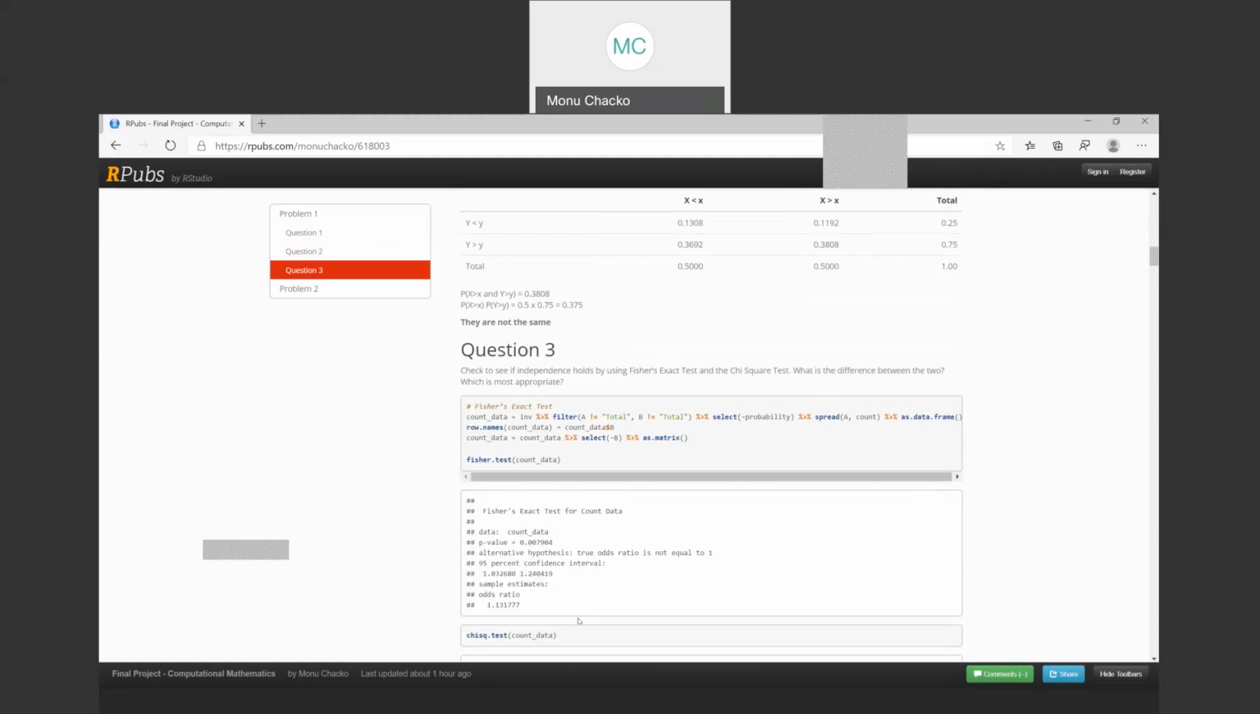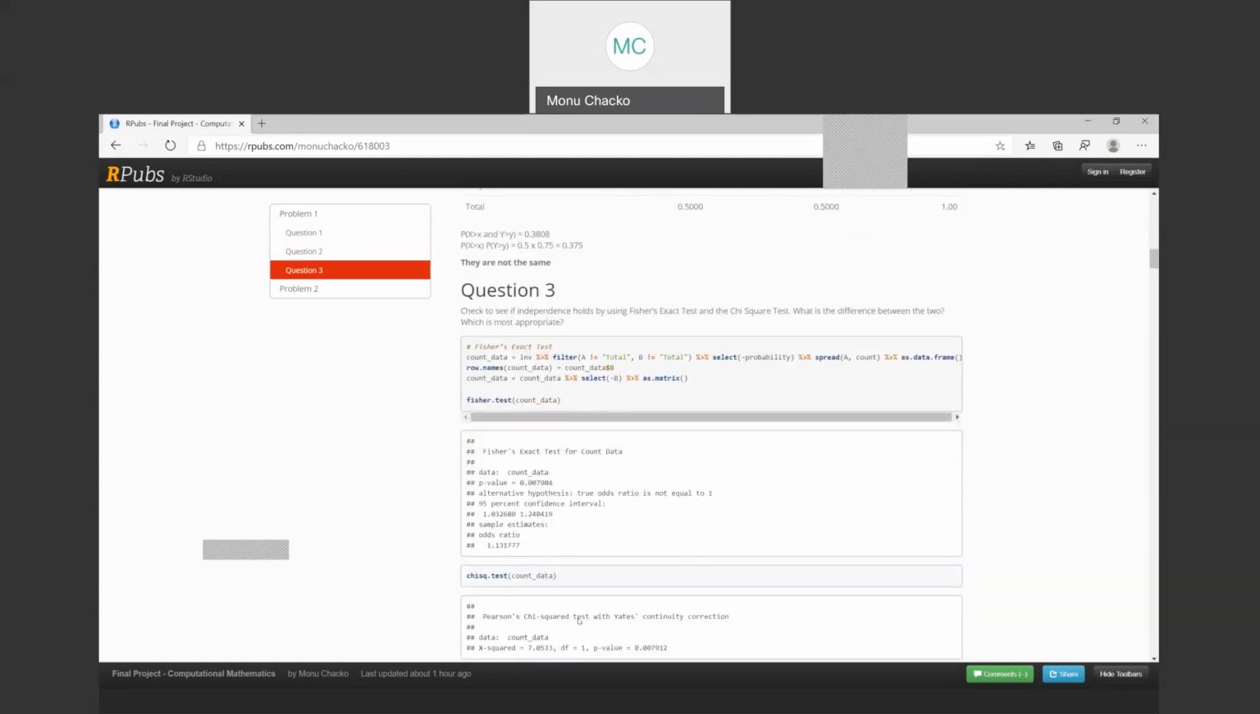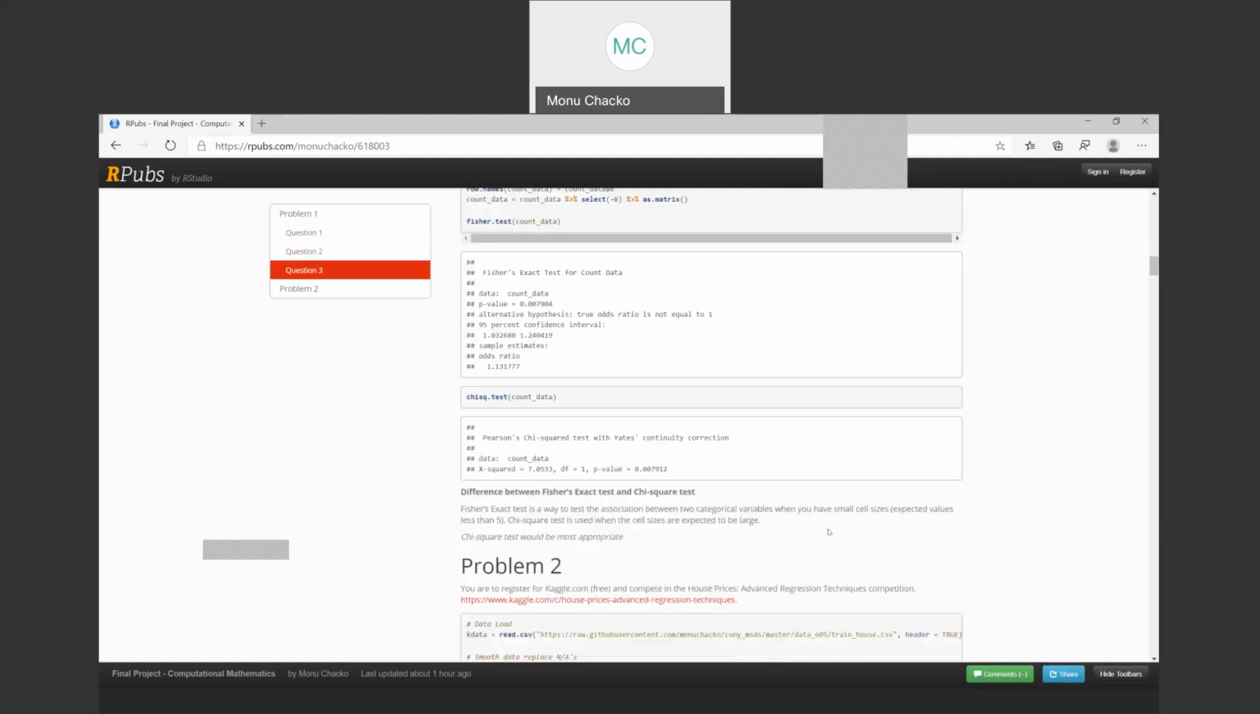And then we have a few tests. The Fisher exact test and the Chi squared test. The main difference between both of them is that the Fisher test can be run with a small amount of data, when the cell size is small, and the Chi square is used for larger ones. So obviously this data set is large. In my opinion, the Chi square is the most appropriate one.